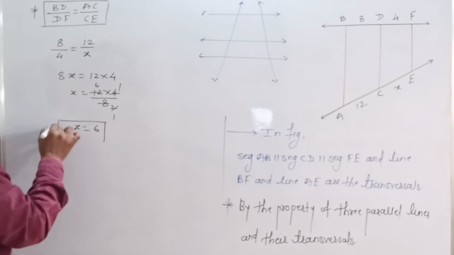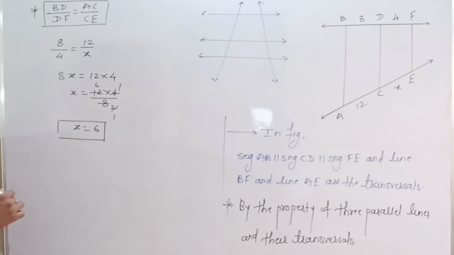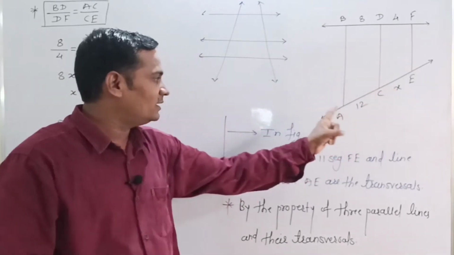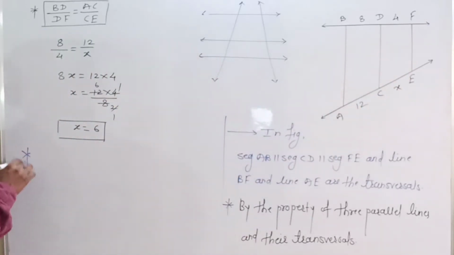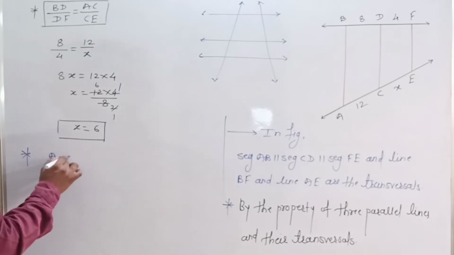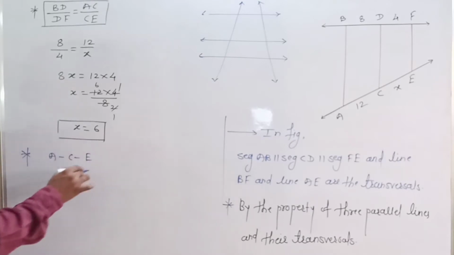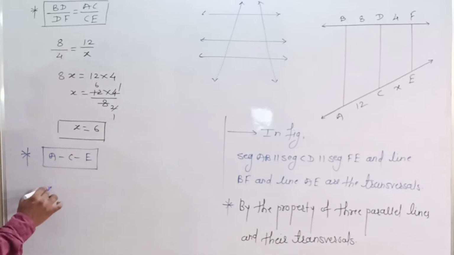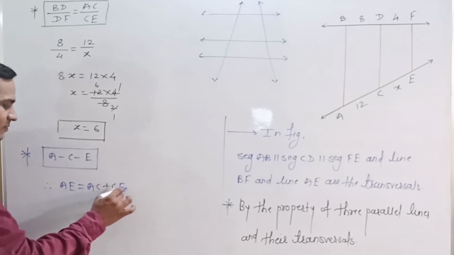Okay. Now this is the length or value of that X. So we have to find out that X. Now X is there, so let's find out the AE now. And we know that point A, point C and point E, these 3 points are collinear. Okay. And if these 3 points are collinear, therefore total AE is equal to AC plus CE.